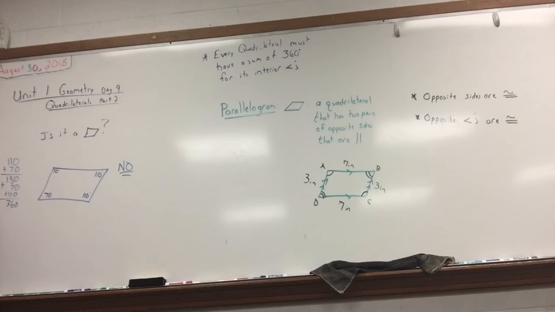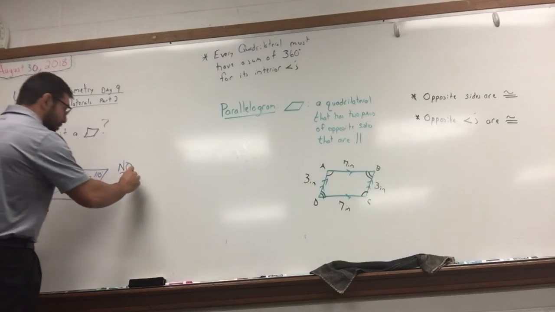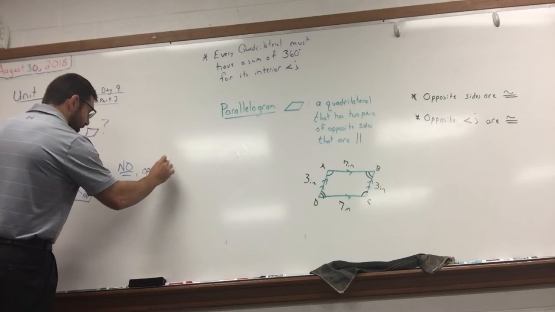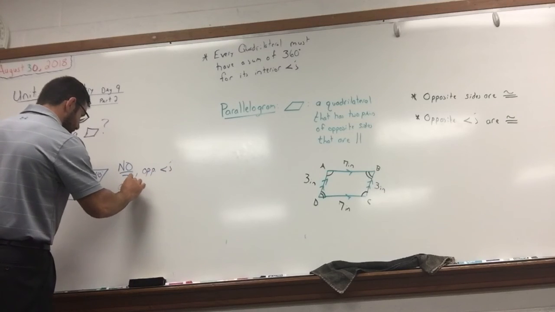Come on, I need some more hands. Luke? They're not congruent. What's not congruent? Look at what we have for parallelograms. Lydia? The opposite sides aren't congruent. Not sides, we're still dealing with angles. The opposite angles aren't congruent. This 110 and this 70 are not congruent. So it's not a parallelogram, because opposite angles aren't congruent.